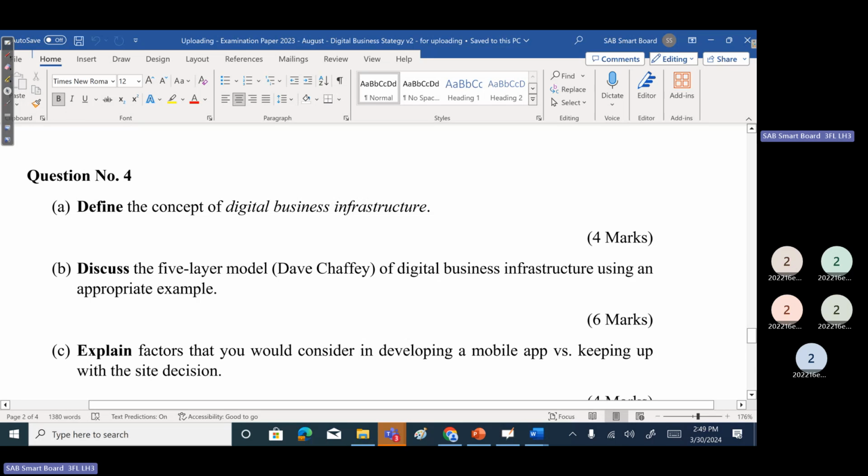Define the concept of digital business infrastructure. I told you how many elements there are in digital business infrastructure. Three elements. What are the 3 elements? Hardware, software, and then we discussed that. Then the 5-layer model of Dave Chaffey. What are the 5 layers? We discussed different layers. I even took an example where an employee was applying for a holiday. So which layers are there? Right? Application layer, system software layer. Likewise, there are 5 layers. So we discussed those 5 layers as well. In the exam, you can use the same example when you write answers.